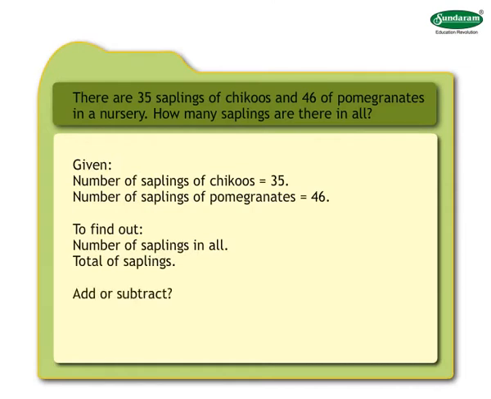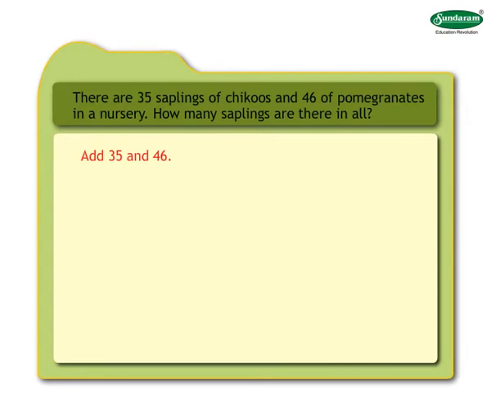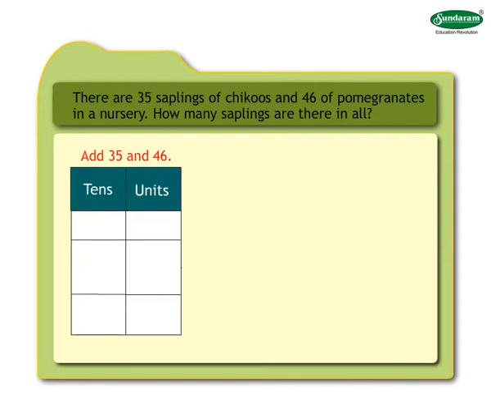Here, we must add or subtract. The word in all suggests that we should add. Add number of both the saplings, 35 and 46. Place the numbers in vertical arrangement and add. You have already learned addition with carrying, so proceed accordingly.